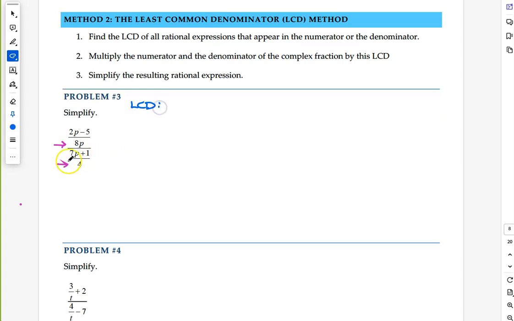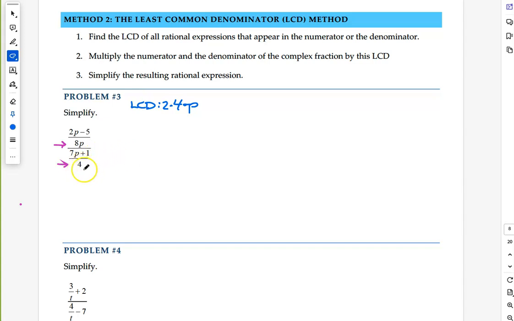What do you think that would be? Well, we know a 4 is going to be there, right? Because this has 4. What times 4 is 8? 2p. Yep. So we need a 2 there, and we also need a p here. All right, so 8p, it is a multiply sign. So 8p is my LCD.